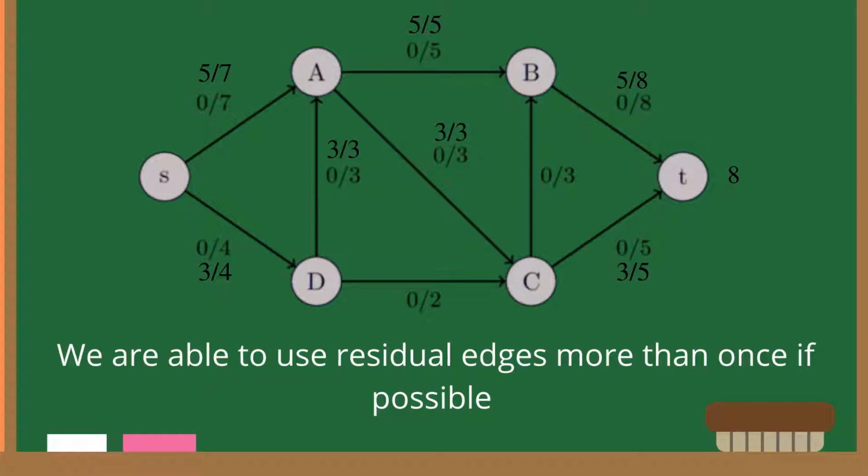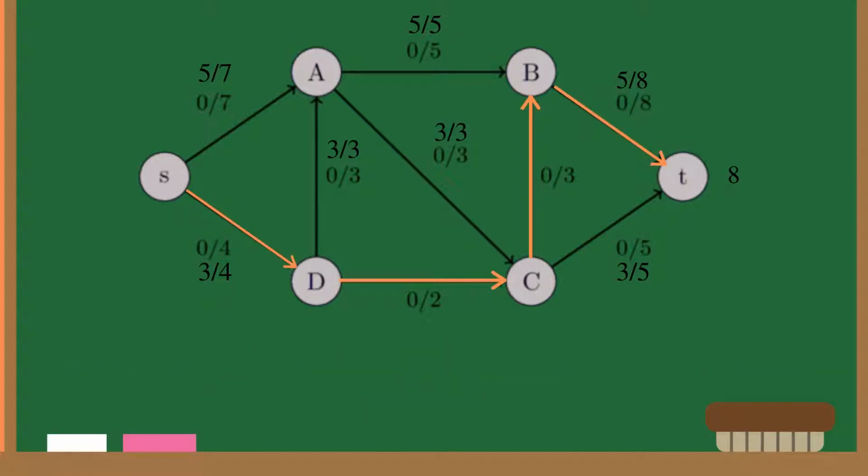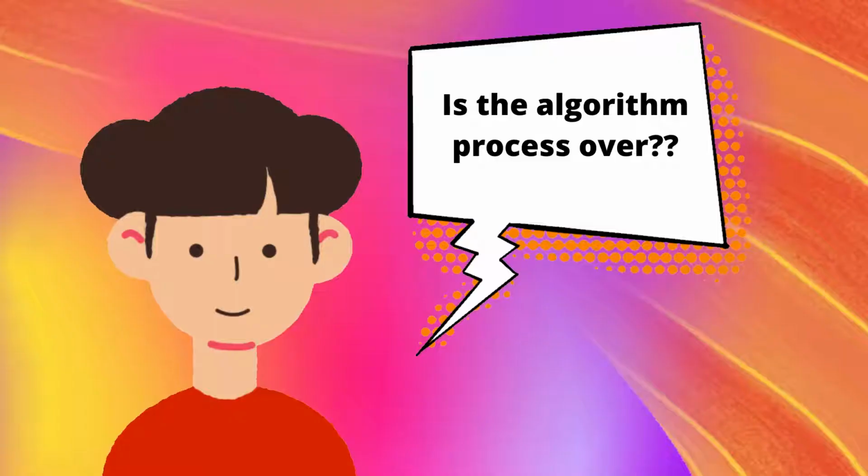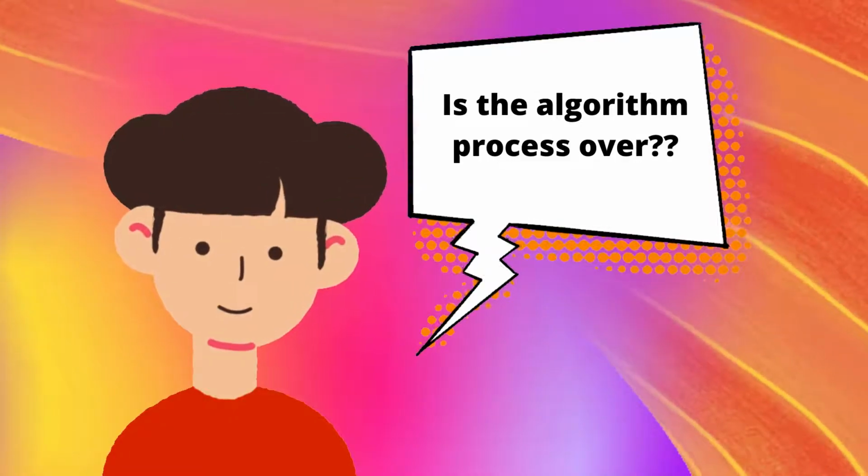By using the augmented path of S, D, C, B, T, we are able to squeeze in a little bit more flow into the sink and input a flow value of 1. This increases the edge SD by 1 and the other edges, giving the sink a value of 9 in total. Looking at the graph now, does this mean that the algorithm process is finished?